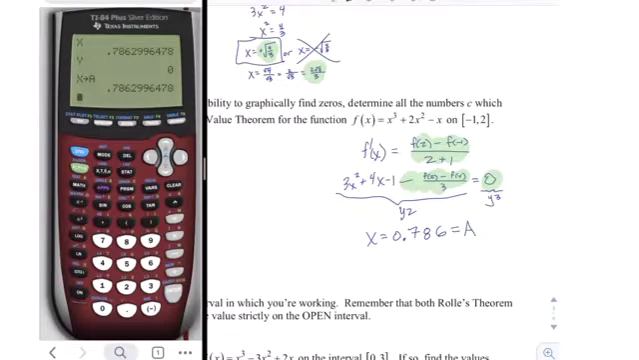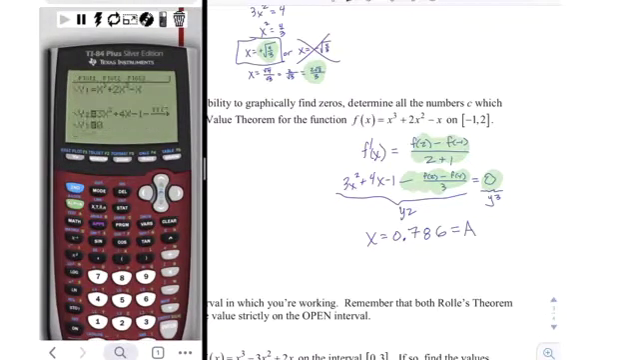Now, just for kicks, let's go back to y equals, and let's get rid of that other function, the 0, okay? We'll delete it.